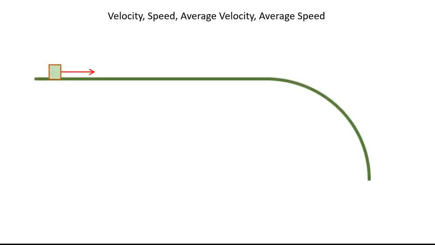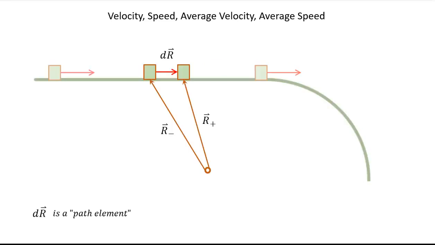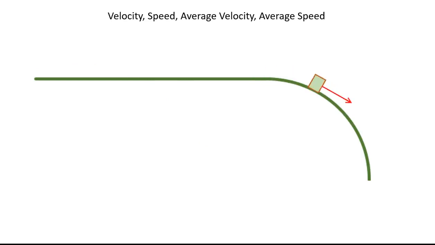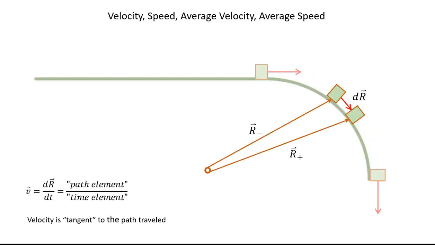And let's look at that along a straight line and then along a curve. So if an object moves along a straight line, at some point in between, the velocity is like a small displacement, which I'll call a path element, over the time. And along a curve, we would get the same idea, that at some point in the middle where we might be interested in velocity, we would have a small displacement or path element divided by a time element.